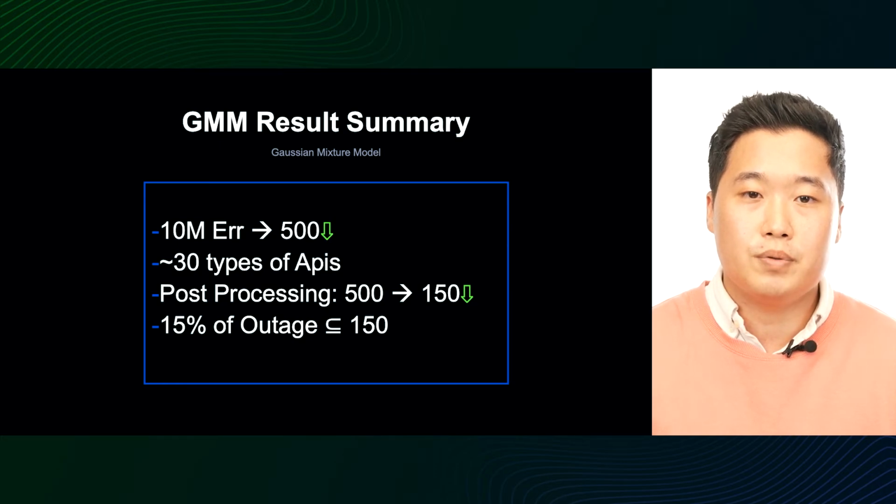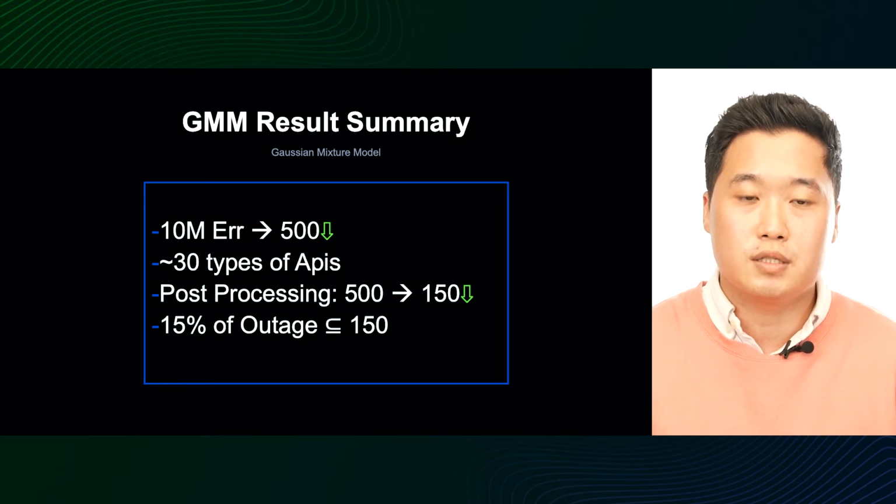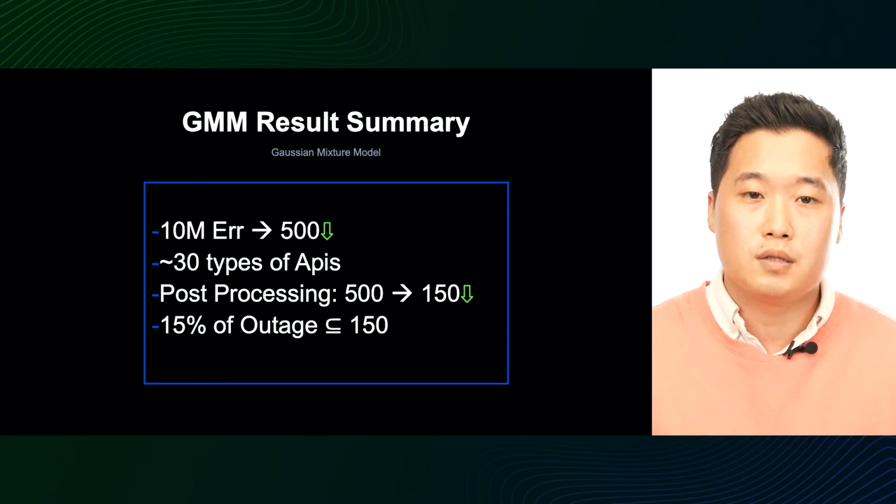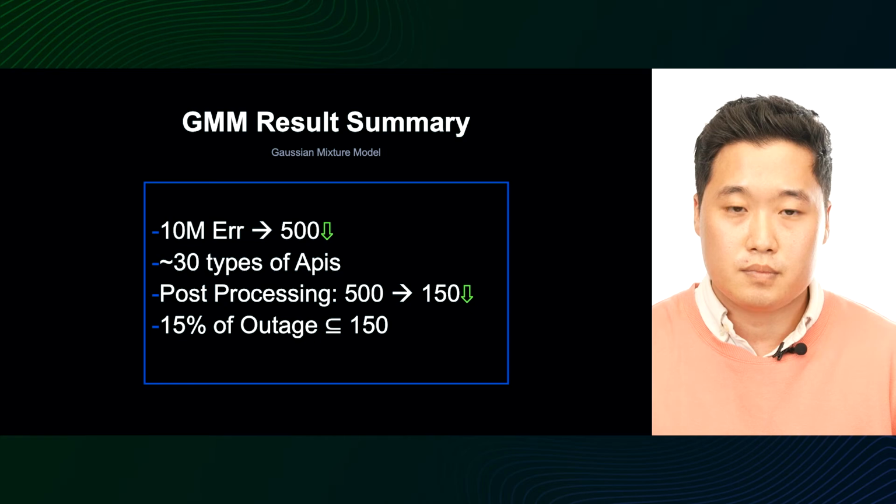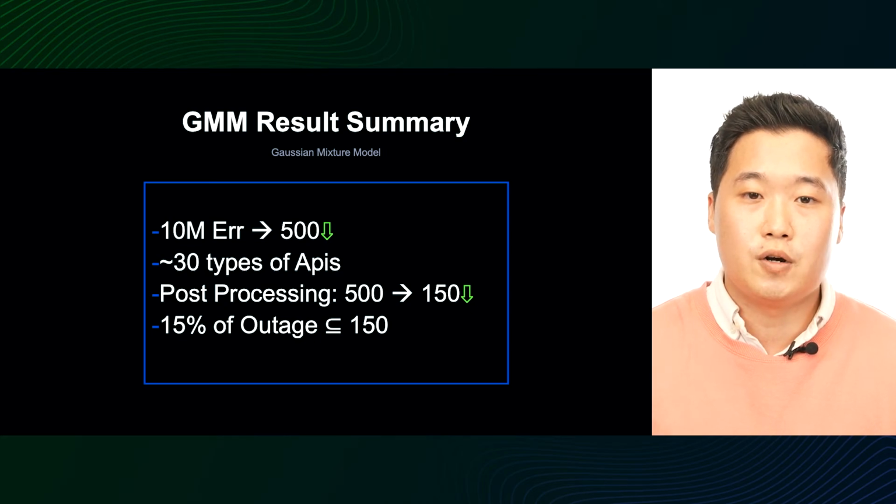And then we applied a few post-processing steps to the result. For example, consecutively occurring errors were merged into one error. The results from a few APIs whose risk we could possibly ignore were eliminated. As a result, the final abnormal error alarms could fall below 150 errors. And these errors included about 15% of actual outage situations. Now, let's move on to our next model.